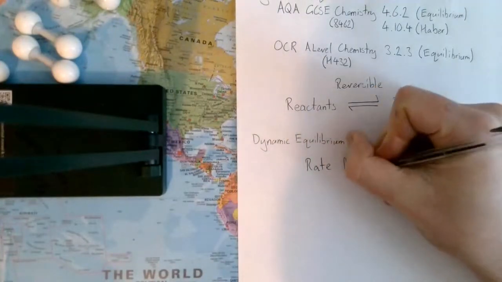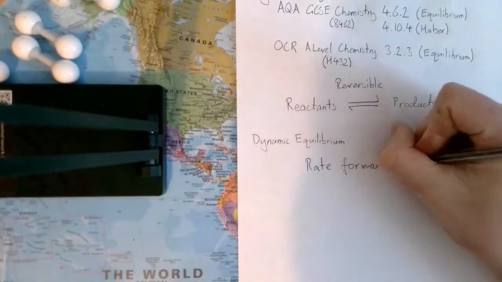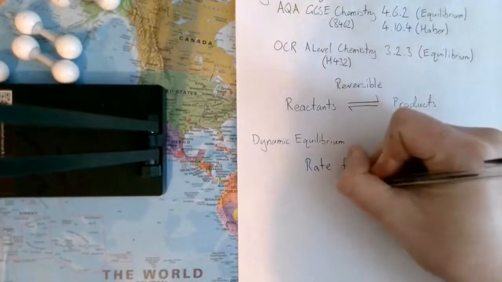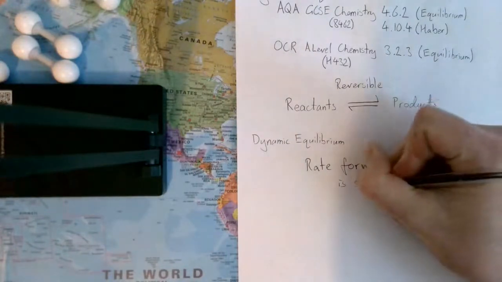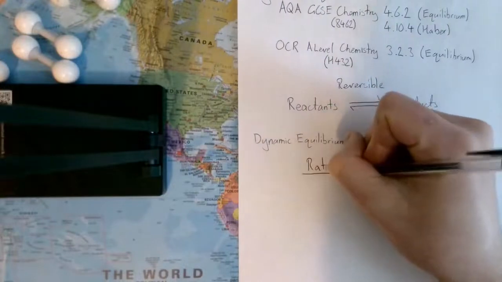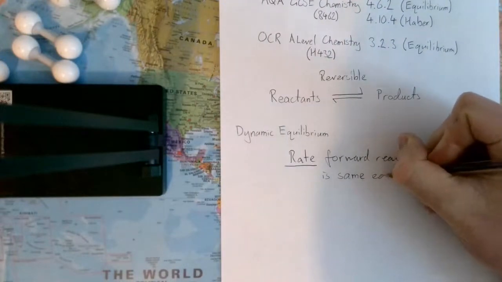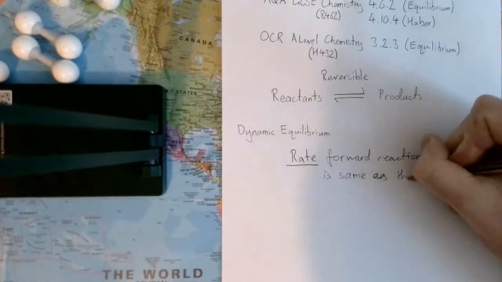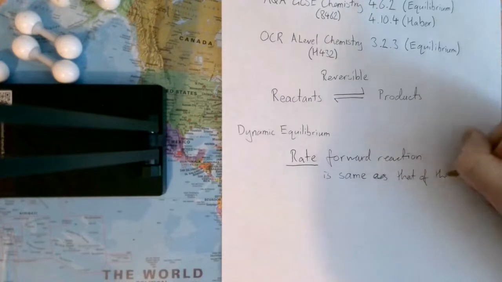when the rate of the forward reaction is the same as the rate of the reverse reaction. When the two rates are equal. And the key word for you here is rate. So the rate of the forward reaction is the same as that of the reverse reaction.